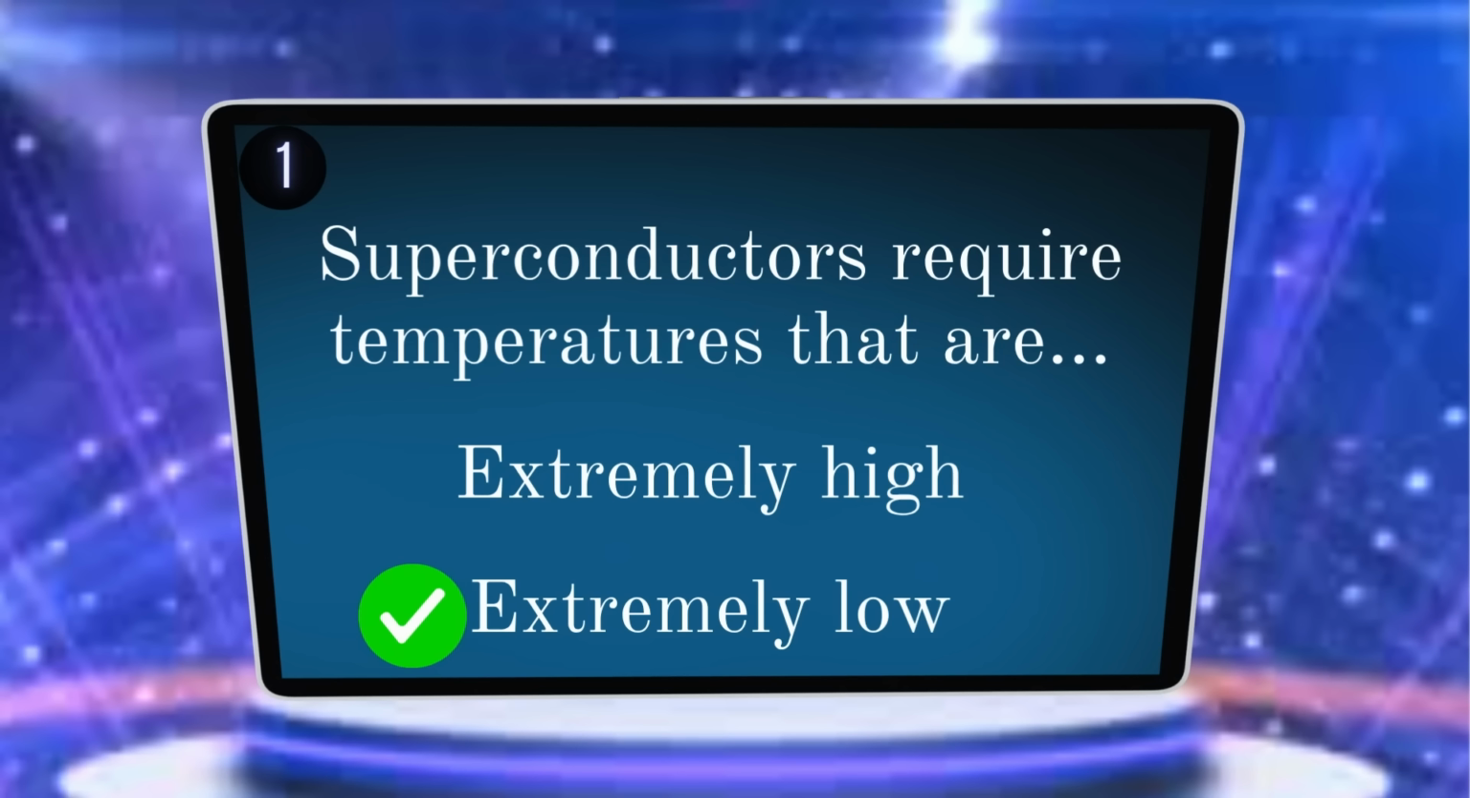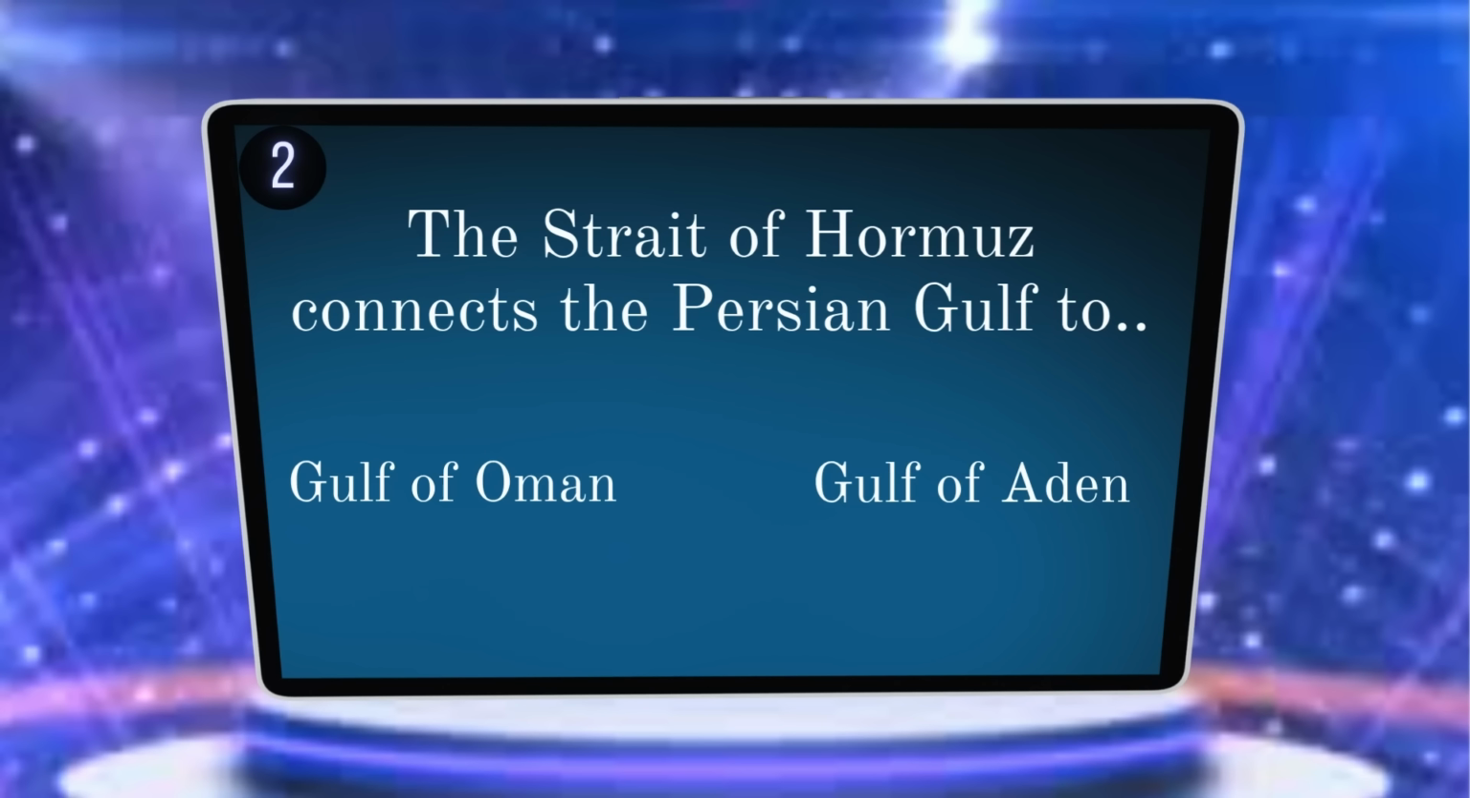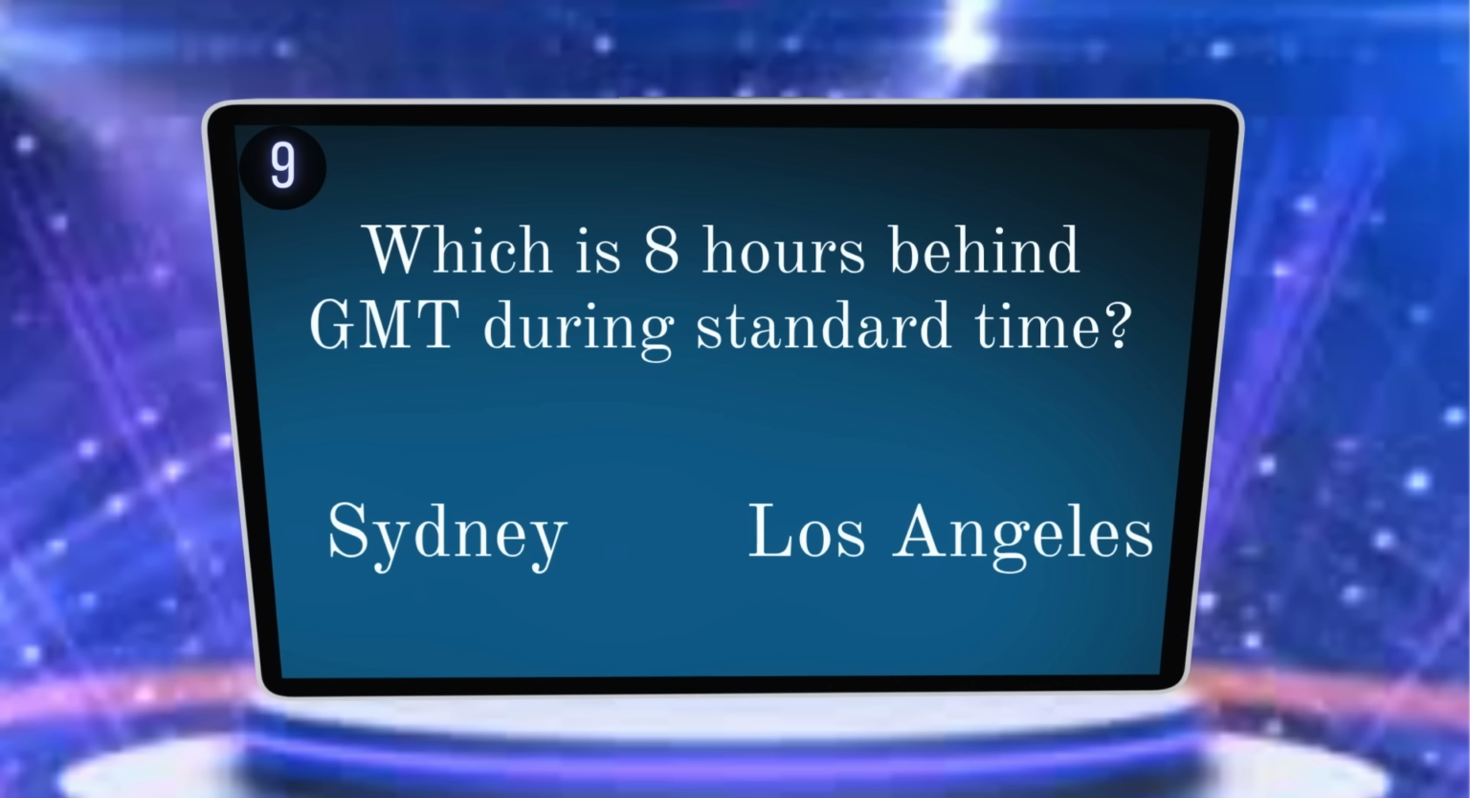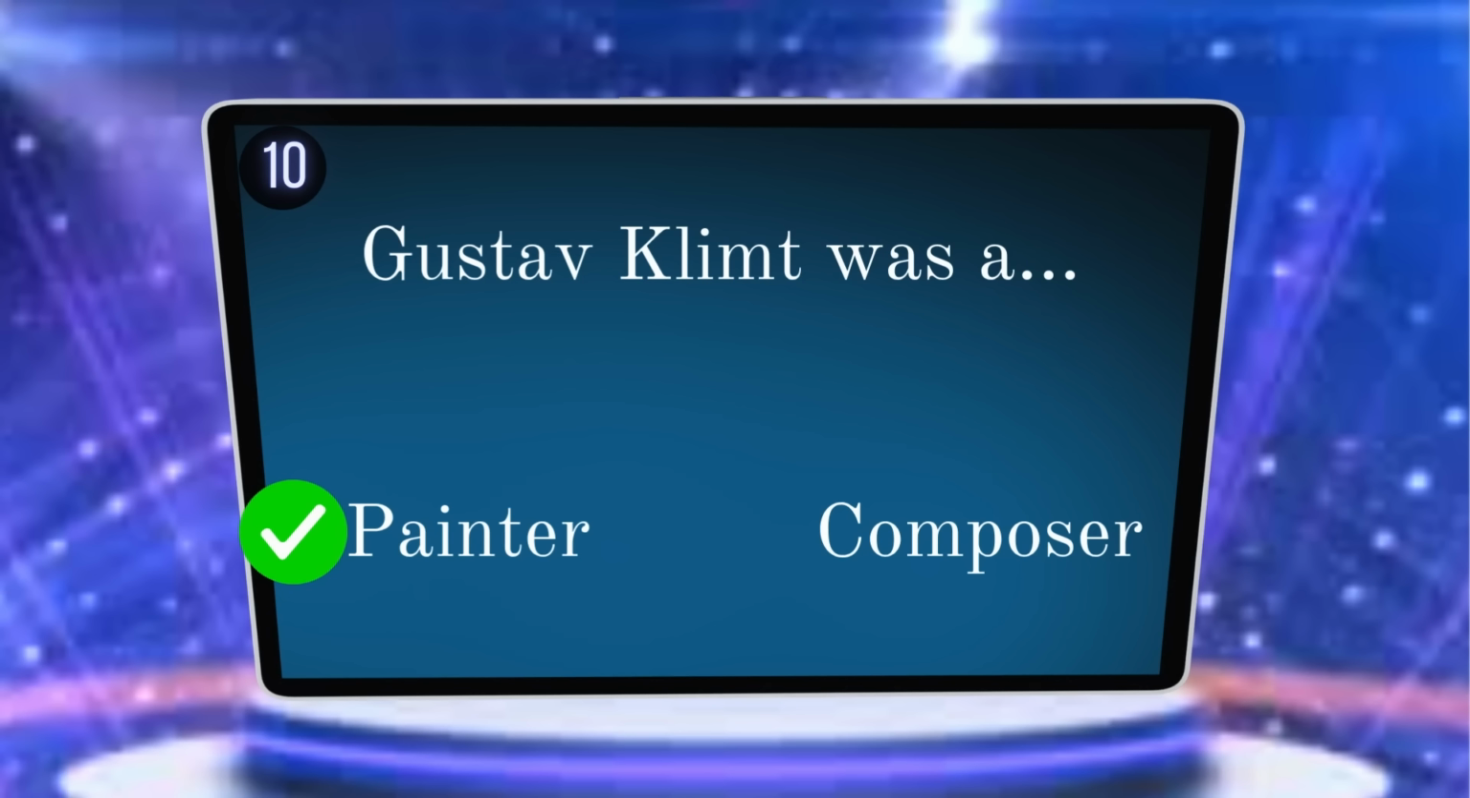Superconductors need extremely low temperatures. It connects the Persian Gulf to the Gulf of Oman. Some cobras can spit venom. First month of the Roman calendar, Martius. The C in CEO is chief. Ravens are black. Bordering China, Vietnam. The medieval weight was the Tower pound. 8 hours behind GMT, Los Angeles. Gustav Klimt was a painter.